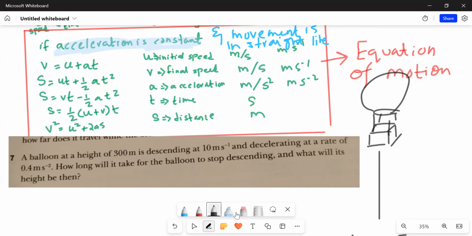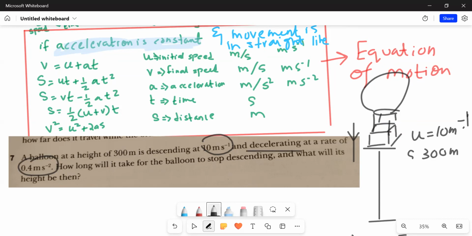Okay. So it is at a height of 300 meters from the ground. So this is 300 meters. It is descending at 10 meters per second. So since it's going down, it's descending, the initial speed u is 10 meters per second. And it is decelerating at a rate of 0.4 meters per second squared. Since it says decelerating, we're going to write a equals negative 0.4 meters per second squared. Deceleration means that the speed is decreasing.